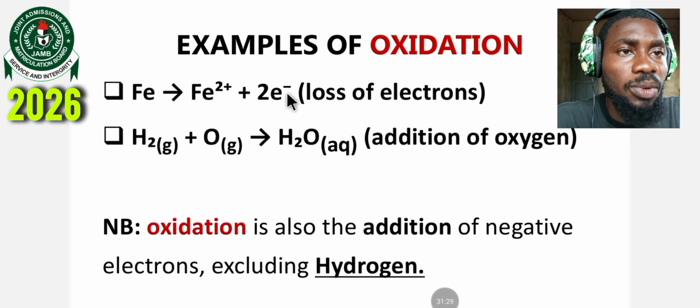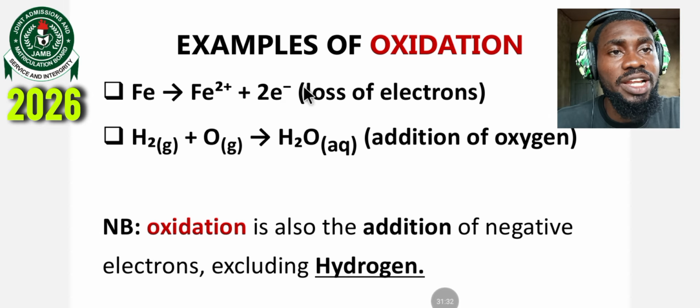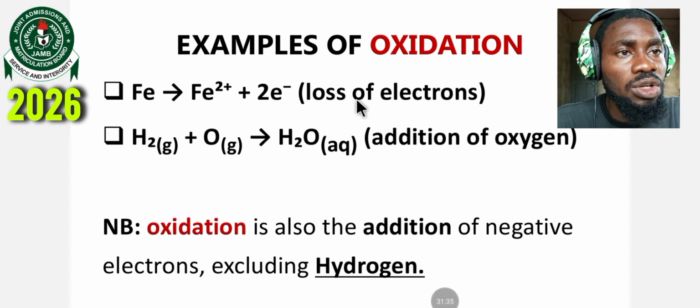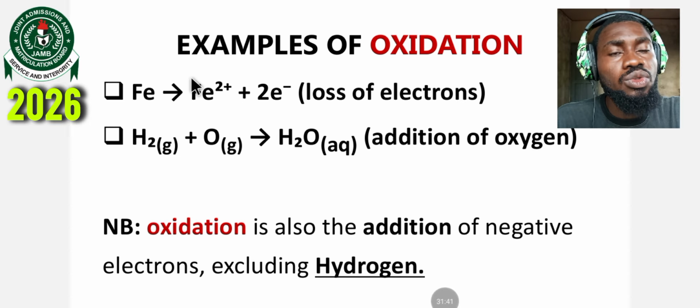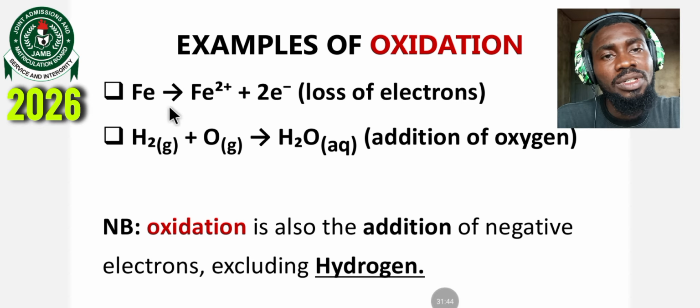If it was gain now, or reduction, you are going to see plus here. But this is oxidation, which is loss of electron. So that's why you are seeing minus here. So, electron loss. Iron loses 2 electrons to form iron 2 ion.